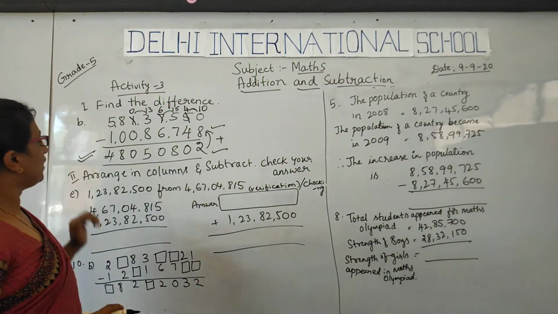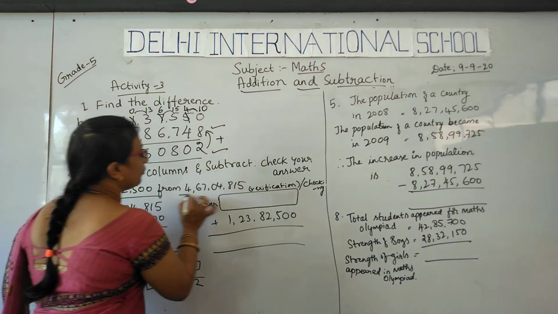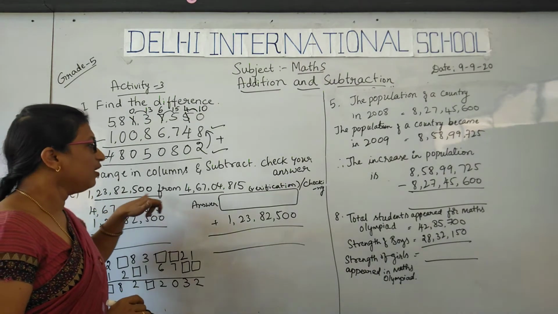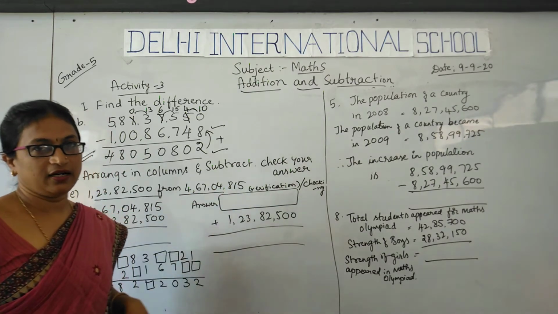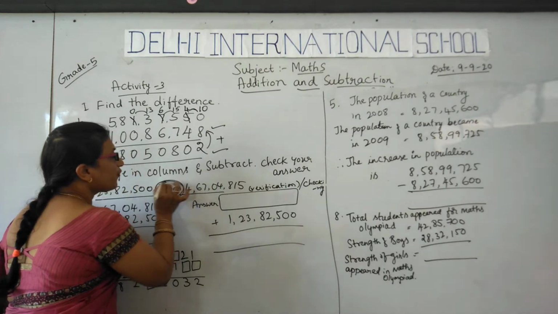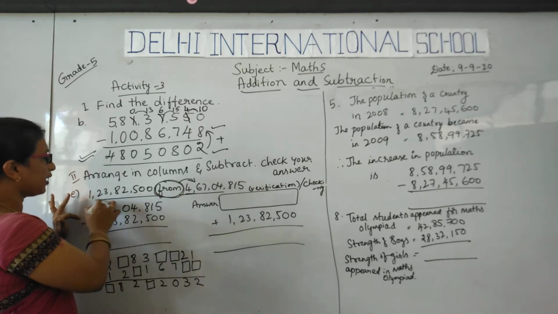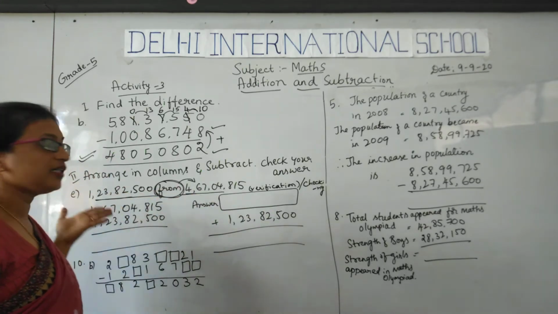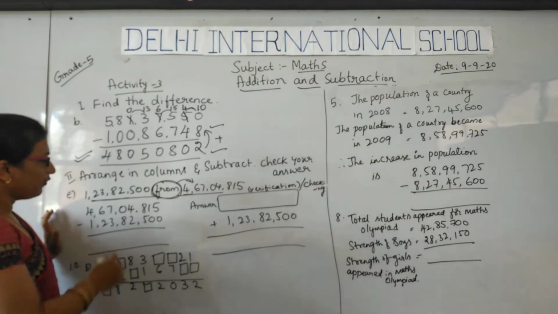Okay, so next, in the second way, arrange the columns and subtract. They have given the numbers like this: 1,23,82,500 from 4,67,84,815. From means we first take the bigger number and write it above, and below that we write the first number. Wherever the word from is given, that number should come first and the other number comes next to it. Then we will do the subtraction.